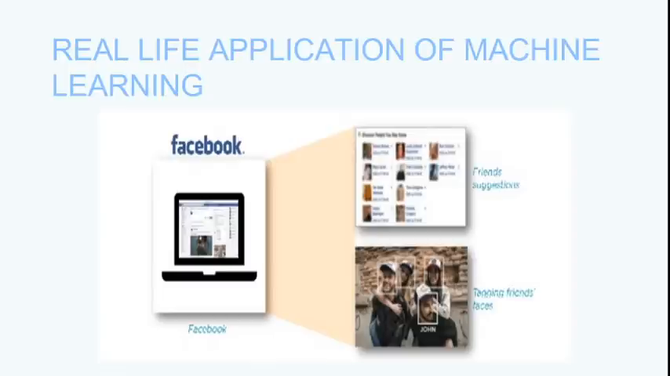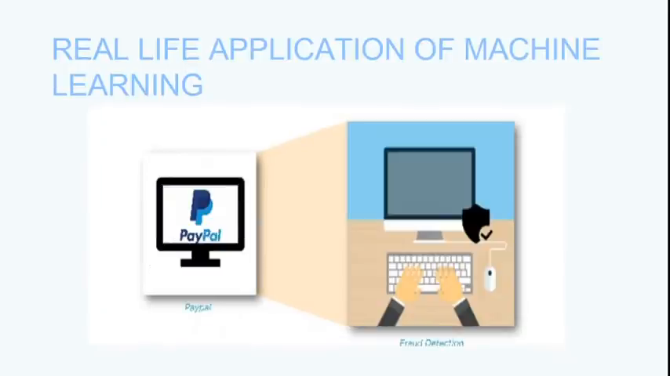If you change the relationship status to married, you will get ads like, here you can buy this house, this one is a nice property. Property-wise, some ads will come. So this is also one type of machine learning only. Machine learning will be used each and everywhere.